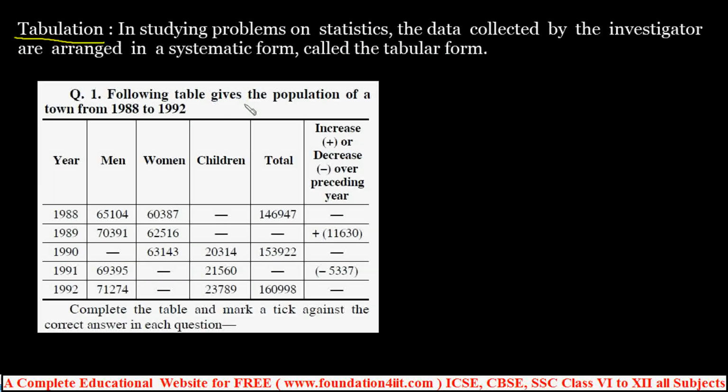The following table gives the population of the town from 1988 to 1992. But instead of giving all the data, some blanks are mentioned. Now, from the given data, we need to find out the remaining, and based on this entire table, the questions will come. Okay, this is the simple thing.